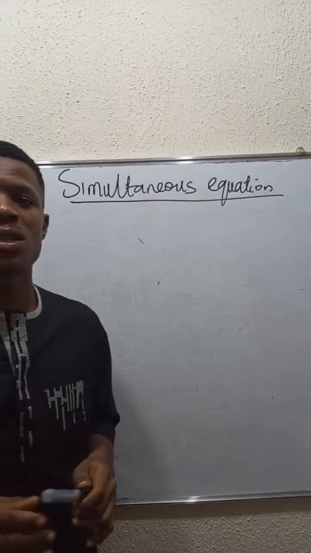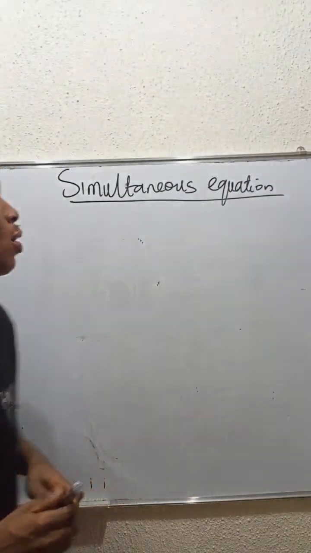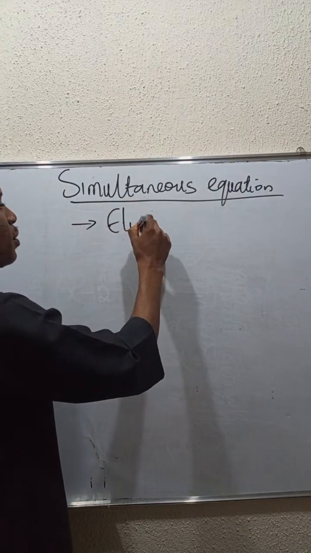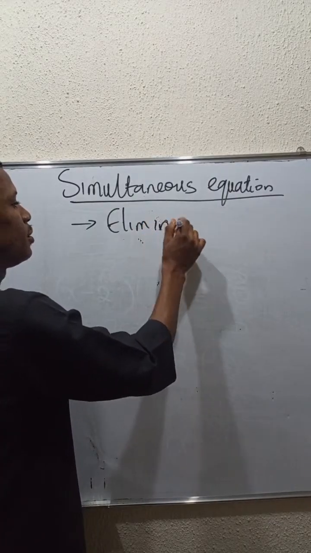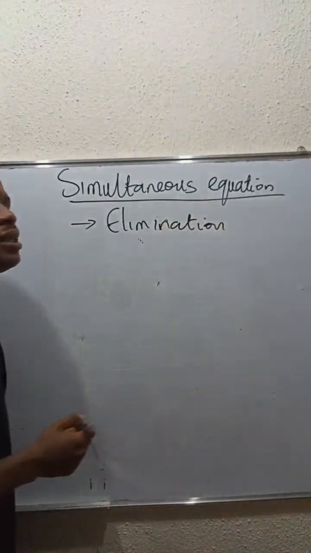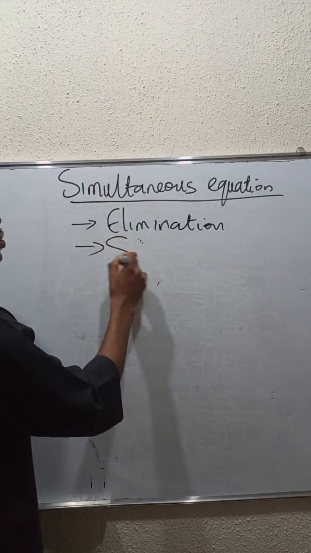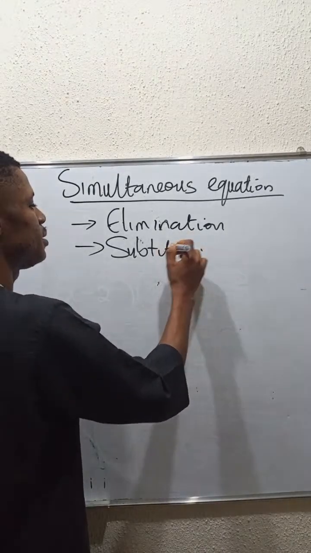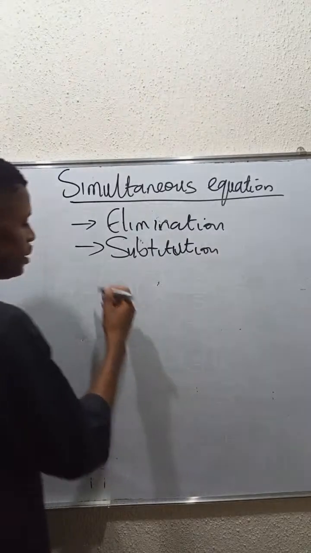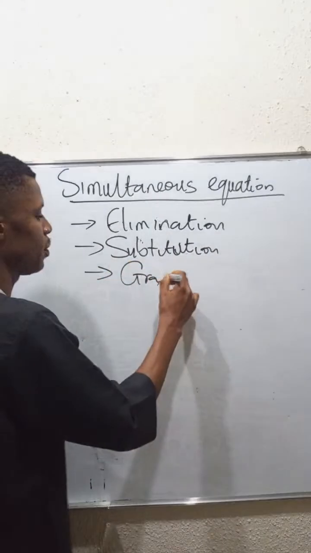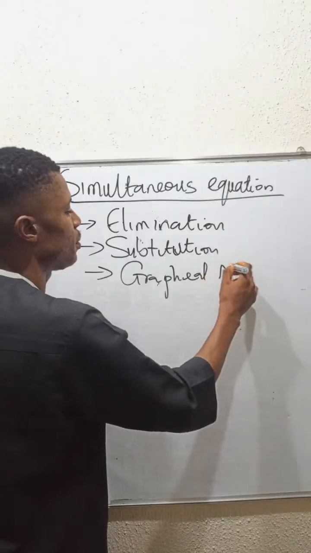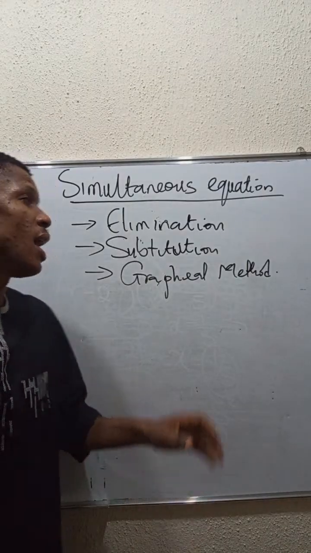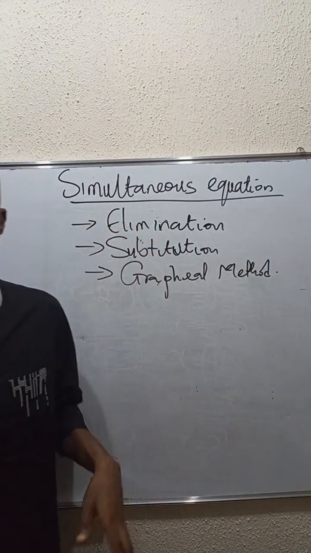In solving simultaneous equation, we have a series of methods. The first method is the elimination method. The second one is called the substitution method. And the last one is the graphical method. In today's class, we'll explore how to solve using at least more than one of these methods.